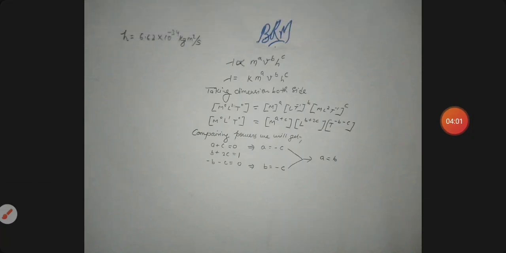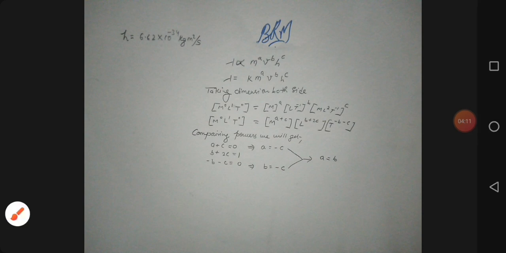Comparing the powers on both sides, LHS and RHS, we can see that M to the power 0 is on the left hand side, and here you can see M to the power a plus c, and therefore by comparing them we will get a plus c is equal to 0.